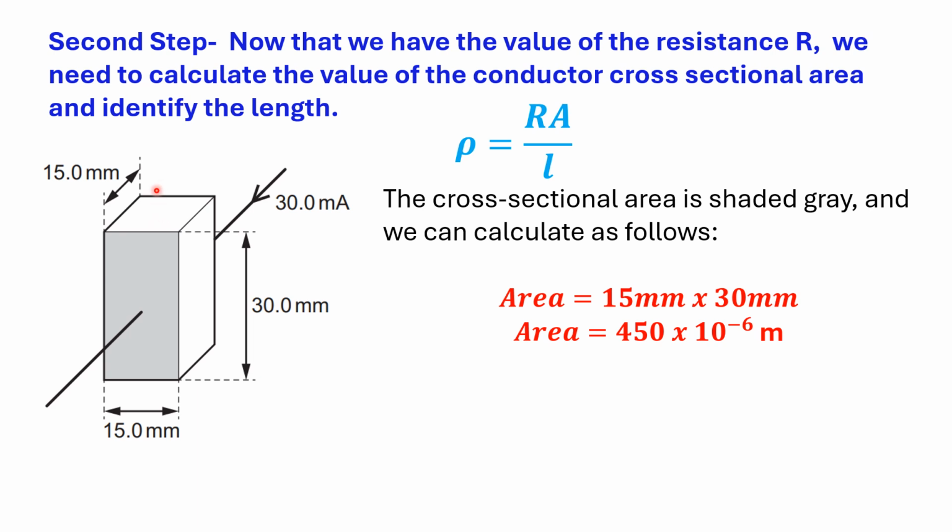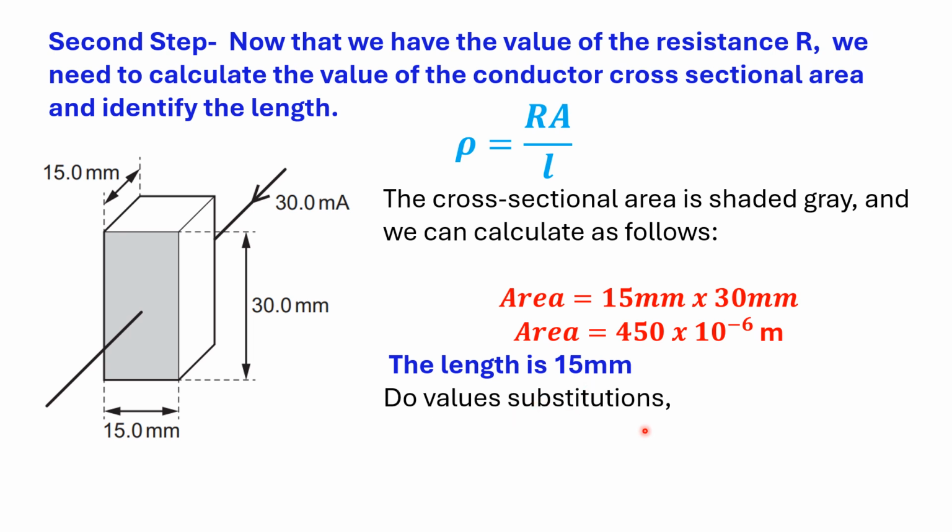And the length, of course, goes with the direction of the current. So the length here is 15. So this is the length and this is the width. All right, so the length is 15 mm. Remember this m here is the prefix 10 to the minus 3.